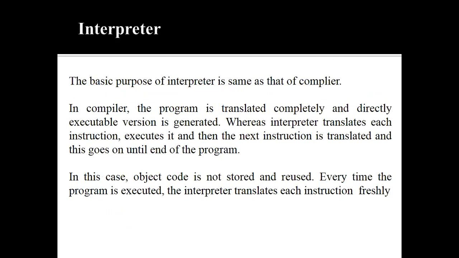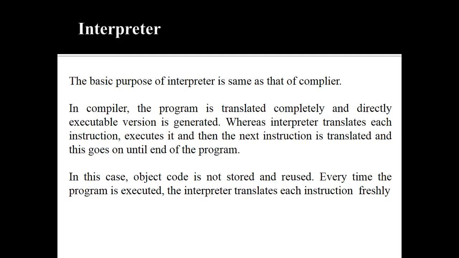After assembler and compiler, we have the interpreter. The main function of an interpreter is similar to a compiler and assembler. However, those make the program error free and then make it into an executable file. The interpreter performs all the steps again and again, and if there is any mistake, it will fix the mistake and then run the whole program again. The basic purpose of an interpreter is the same as that of a compiler. In a compiler, the program is translated completely and a directly executable version is generated. As we already discussed, the compiler makes the program error free, makes the whole file executable, and executes the specific function.